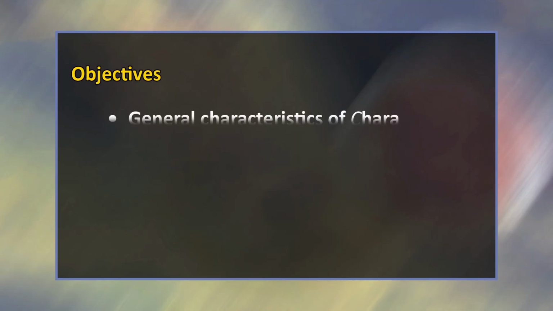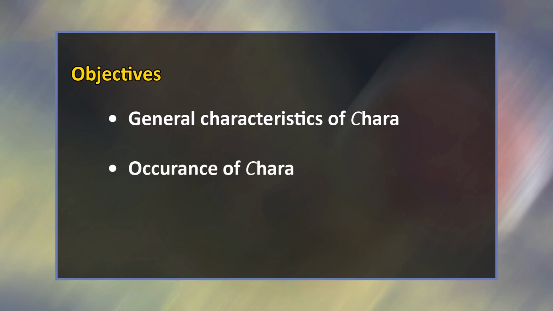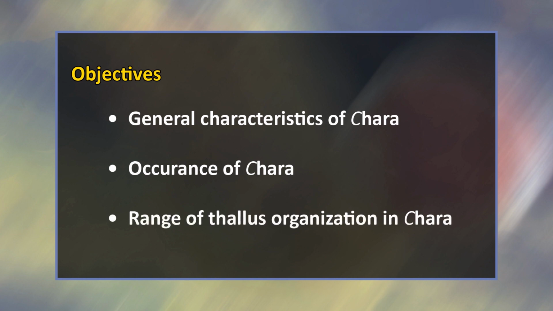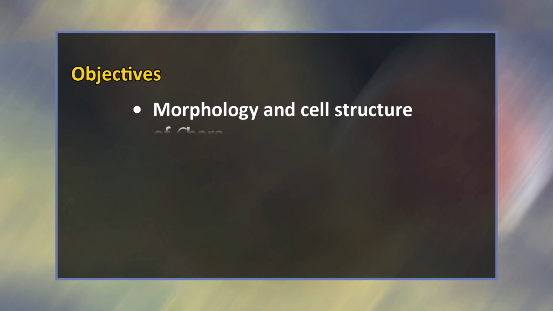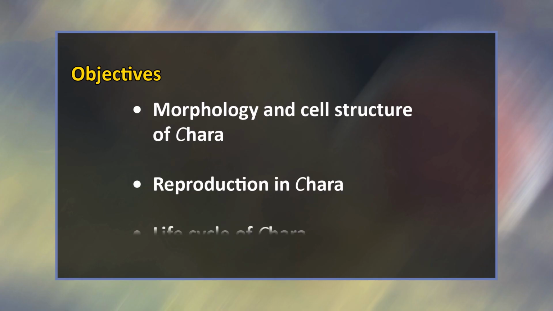The main objectives of today's deliberation are: number 1, to know about the general characteristics of Chara. Second, to know about occurrence of Chara. Third, to gain information about the range of thallus organization in Chara. Fourth, to find out the morphology and cell structure of Chara. Fifth, to give a detailed insight about the reproduction in Chara. And finally, we shall gain knowledge about the life cycle of Chara.